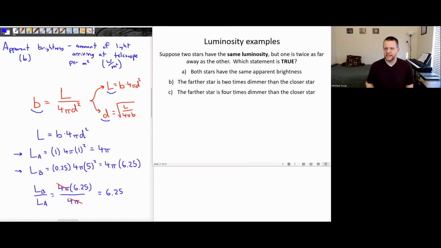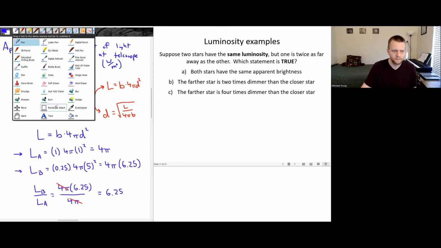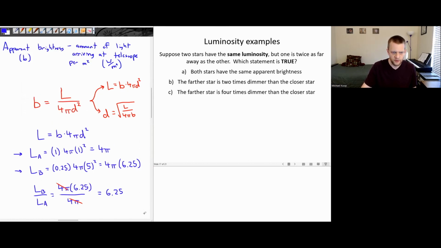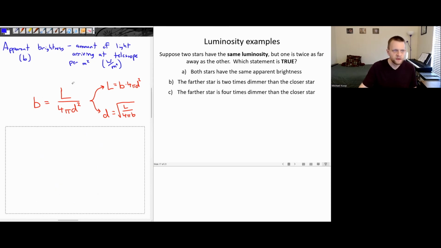Suppose 2 stars have the same luminosity, but one is twice as far away as the other. Which statement is true about their apparent brightnesses? So pause the video and see if you can work through this question. Let's get a clean slate here. Okay, so in this case, we're being asked to compare the apparent brightness. So this is the form of the equation that we will be using.